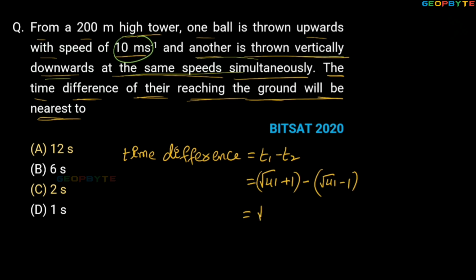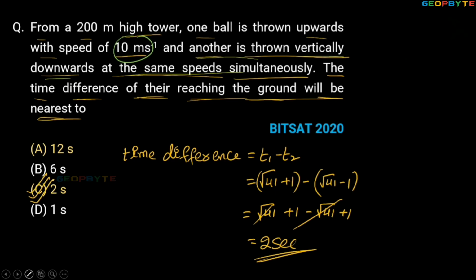Now we simplify it. Root 41 plus 1 minus root 41 plus 1. This root 41 is cancelled. Finally, it is 2 seconds. That is the time difference. Look at the option C. Option C is absolutely correct.